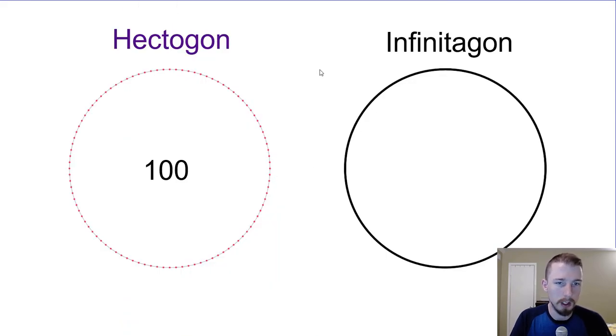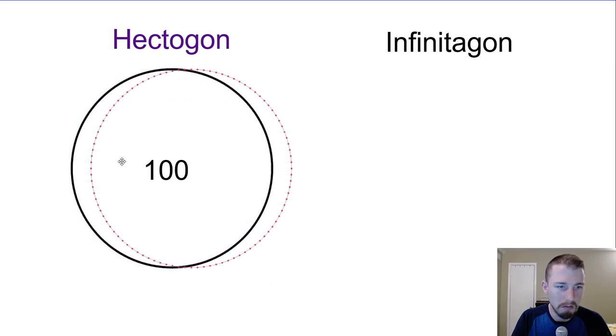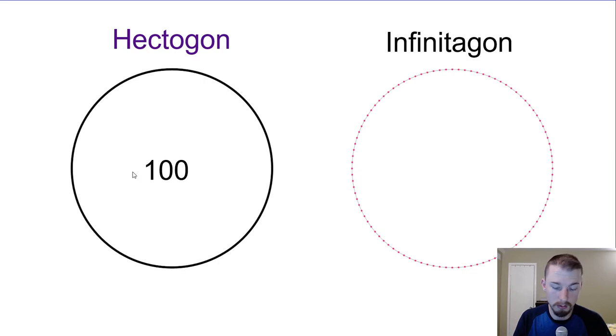Here's a hectagon. If you look at it, it's a 100-sided figure, and it looks a heck of a ton like a circle. See what I did there? Like an infinigon, right? Even with this one with 100 sides, you could really barely tell the difference between a hectagon and an infinigon. Interesting, huh?